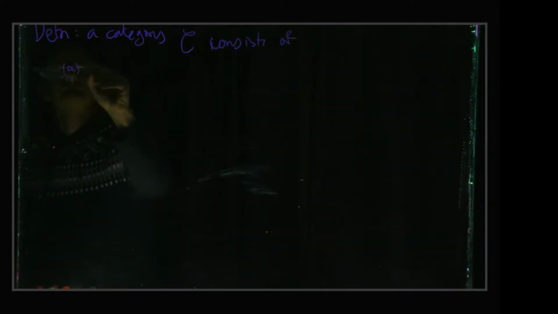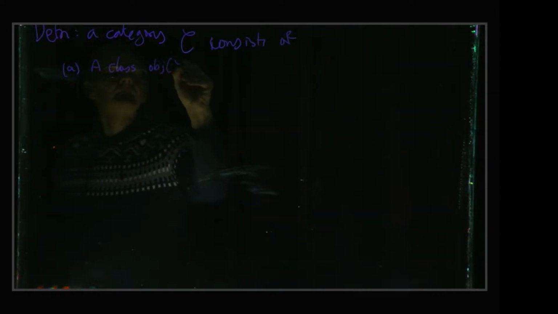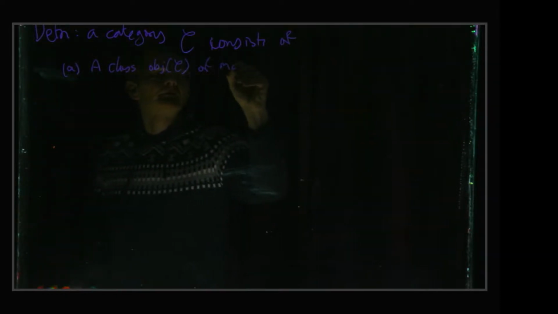Now I want to introduce categories and functors, which are a basic language that's used throughout algebraic topology. So what do we mean by these? A category, curly C, say, consists of, well, firstly, a class we'll call obj C of mathematical objects.